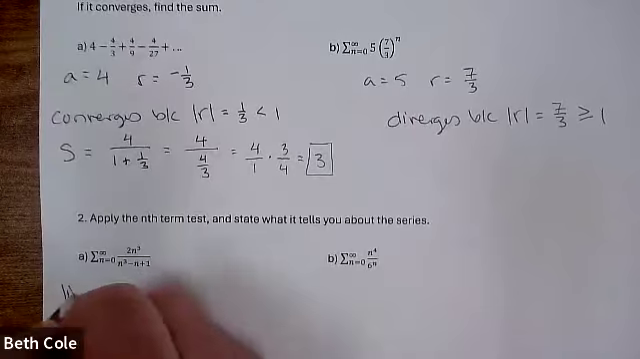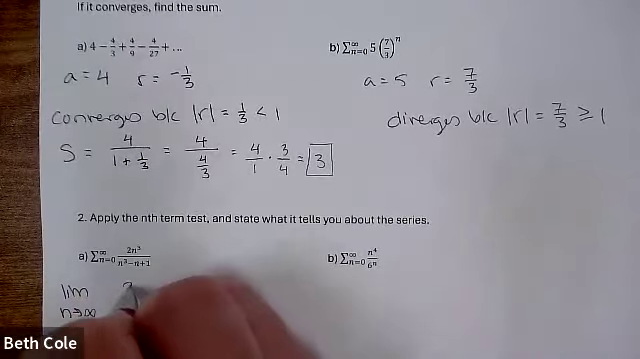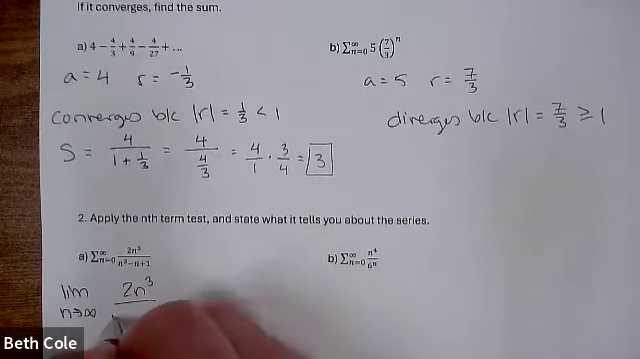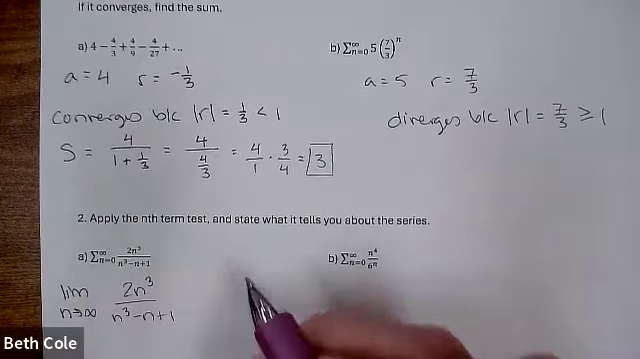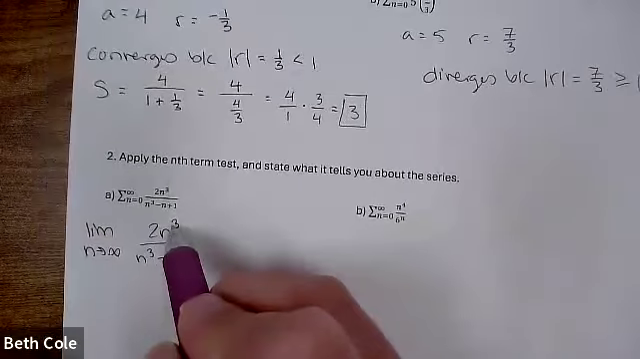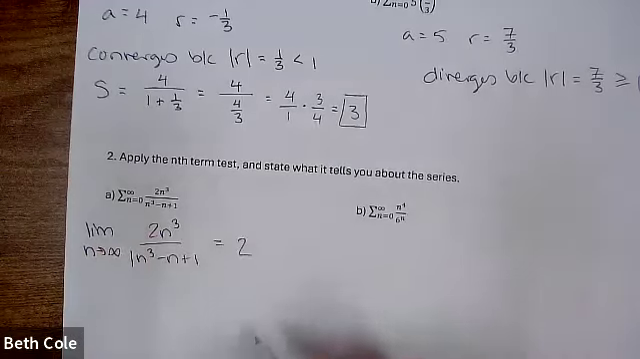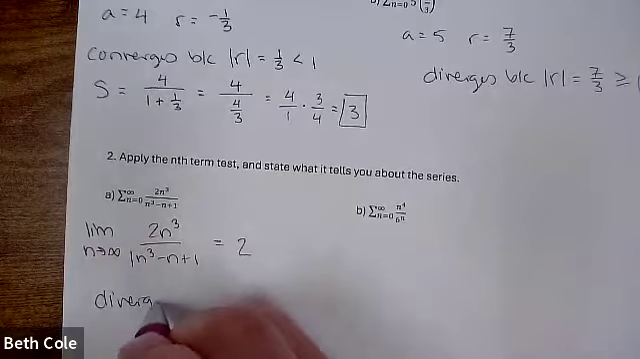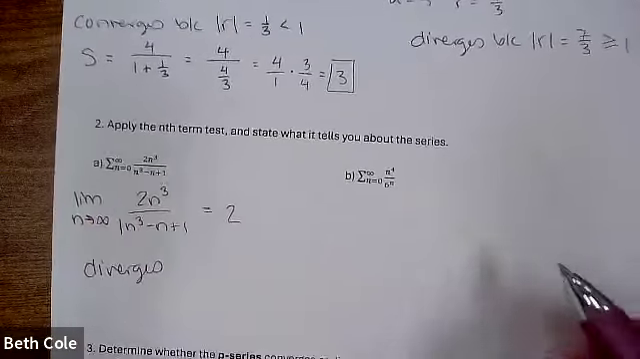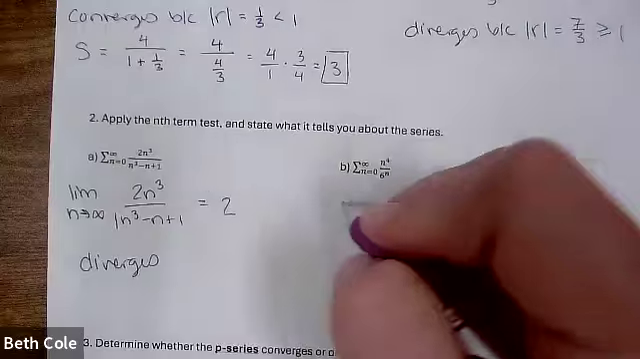All right, nth term test. So we're going to do limit as n goes to infinity for this. And so I'm going to use my powers. They are the same, so I'm going to use the coefficients, 2 over 1, which is 2, and so diverges. If it comes out to anything other than 0, it's diverges.